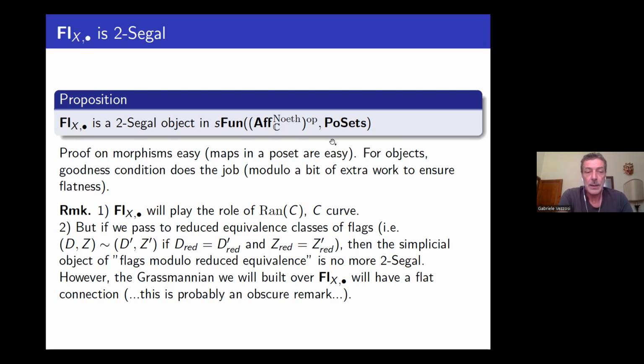In any case, what we will prove is that the Grassmannian we will build over this Flag X bullet will have a flat connection. So this is probably an obscure remark now, but I hope to make it clearer later. In the sense that the objects we will construct over this Flag X bullet will be topological in some sense. They will not see the difference between a pair (D, Z) and a pair (D', Z') if the two are reduced equivalent.